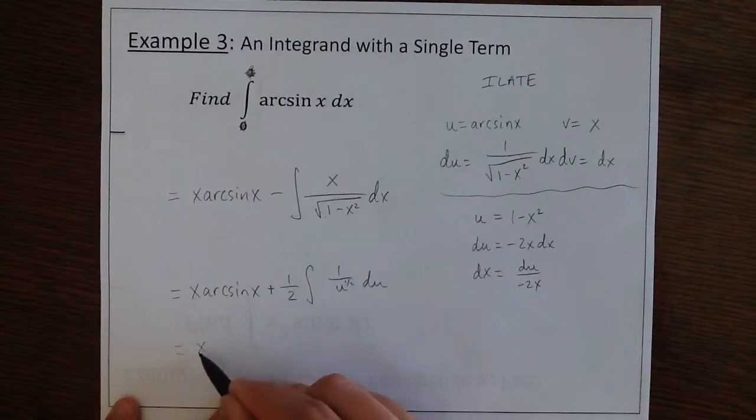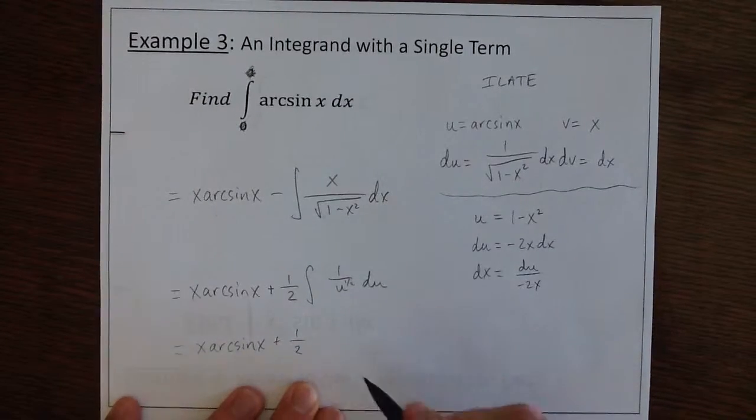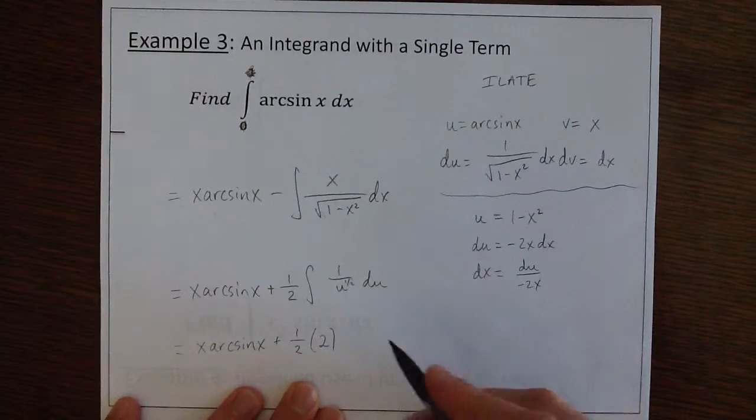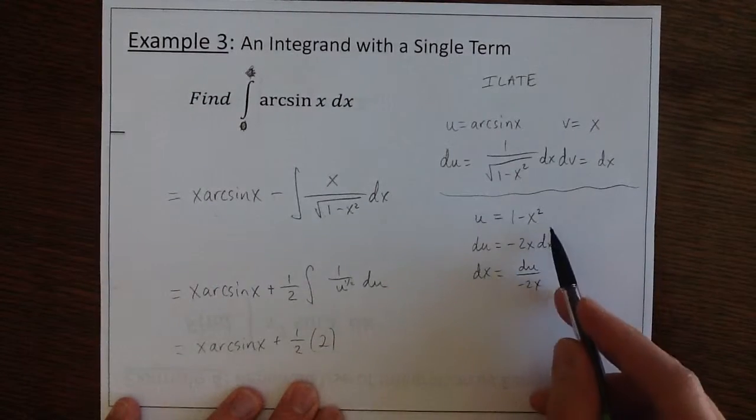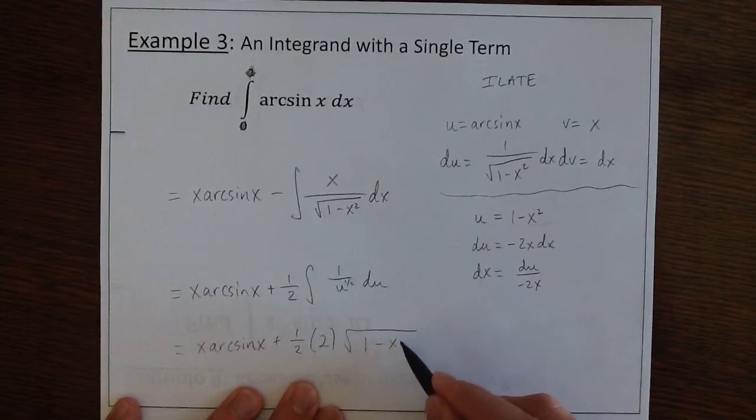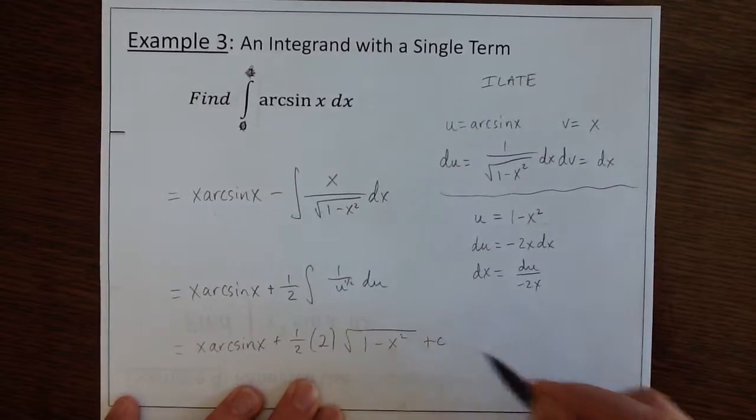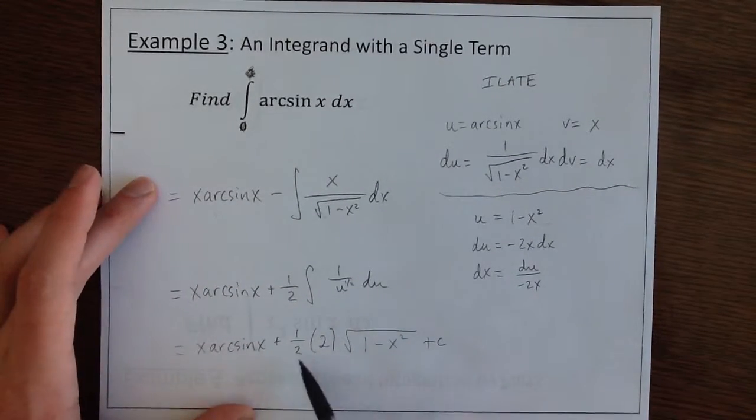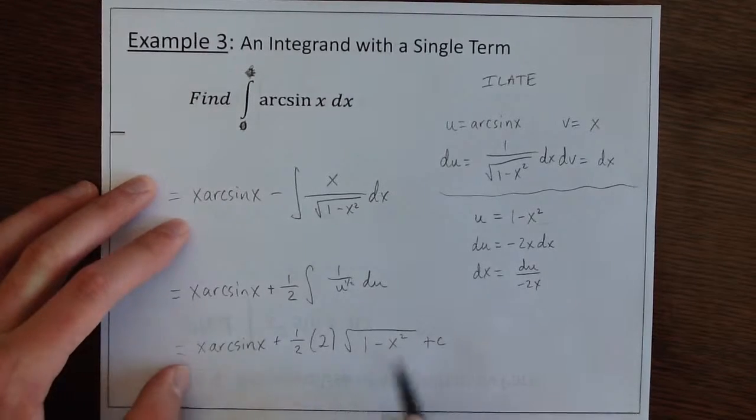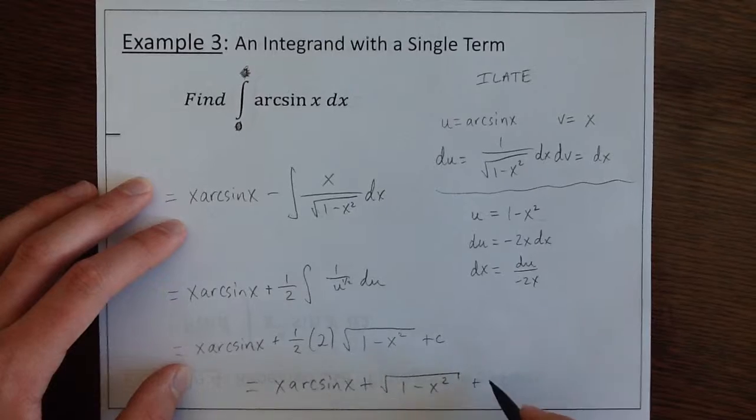So we could say a final answer here would be x arcsine x plus 1/2 times 2, and then u to the 1/2, which is this 1 minus x squared that we designated. If it's to the 1/2 power, it's the same thing as the square root, so I'll say times the square root of 1 minus x squared. And then since we did cross out the bounds, we made it indefinite, we do want to put a plus c. So at that point, the 1/2 times the 2 is 1. So in terms of a final answer, let's call this x arcsine x plus the square root of 1 minus x squared plus c.